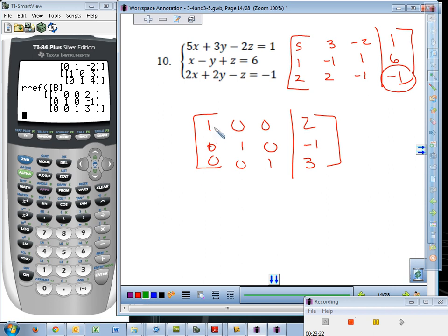What's this mean? What's this guy? First of all, did we get a diagonal of 1s right here? And everything else is 0s. So we'll get a solution. What's this mean? X equals 2, right? What's this one mean?